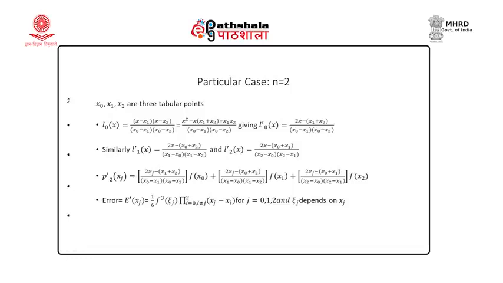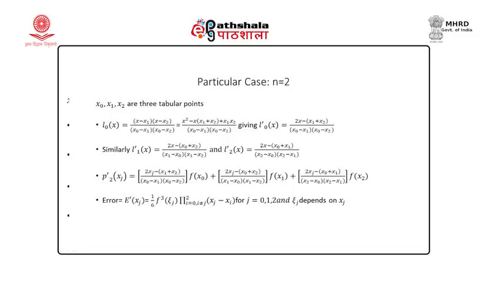We can say that L 1 dash x is 2x minus, now x 1 will not be there. So, x 0 plus x 2, and the denominator will be x 1 minus x 0 into x 1 minus x 2. In the case of L 2 dash x, the denominator will be x minus x 0 into x minus x 1, put x equal to x 2. So, x 2 minus x 0 into x 2 minus x 1, and the numerator will be 2x minus, in this bracket x 2 will not be there. So, x 0 plus x 1. So, these are the expressions for L 0 dash x, L 1 dash x and L 2 dash x.